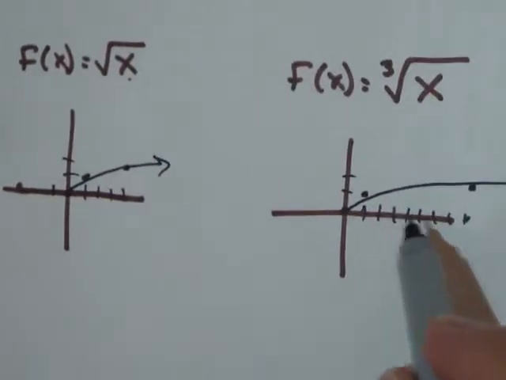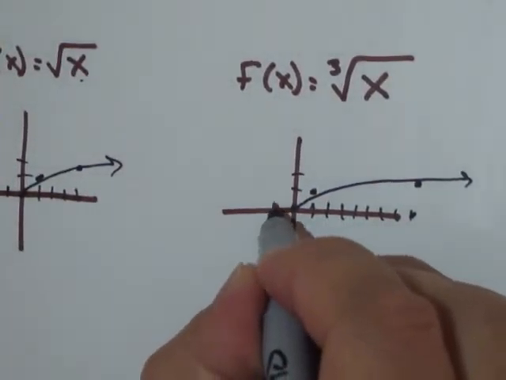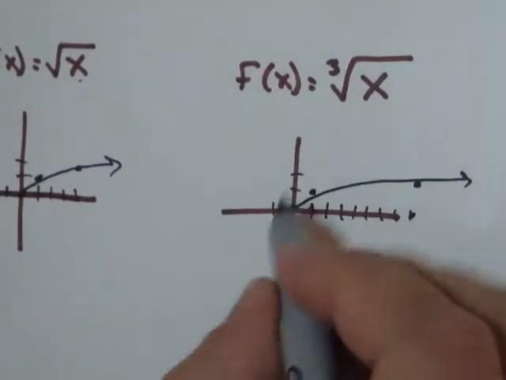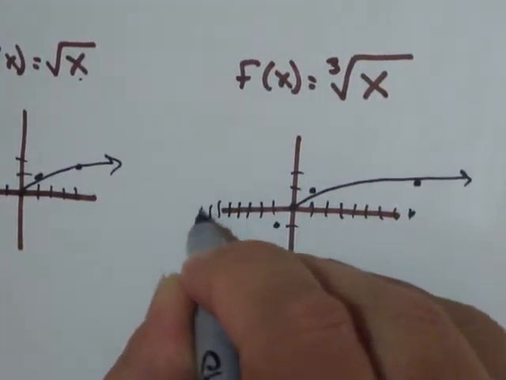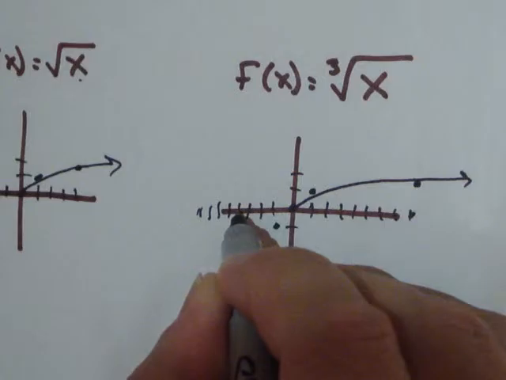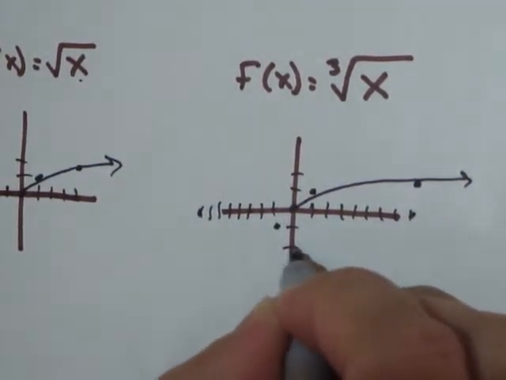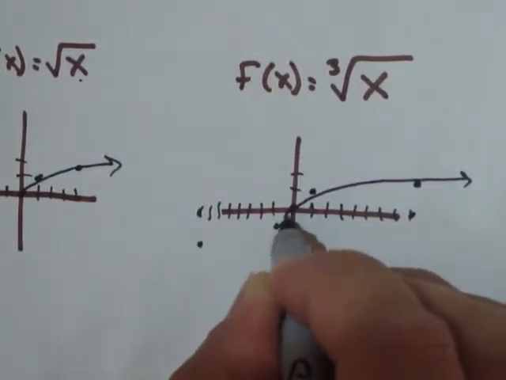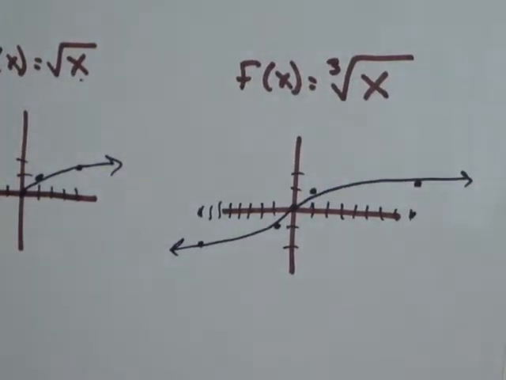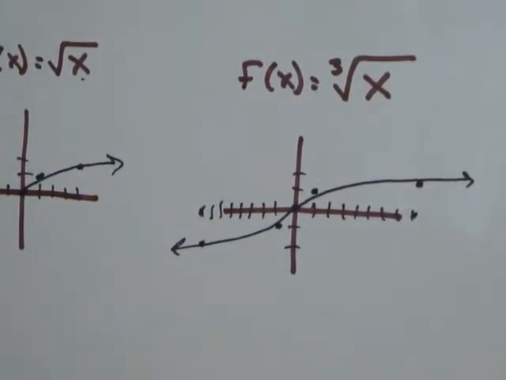But then we can also go in the negative direction, because the cube root of -1 is -1. And the cube root of -8 is -2. So we get this side of it as well. So something like that. Cube root.